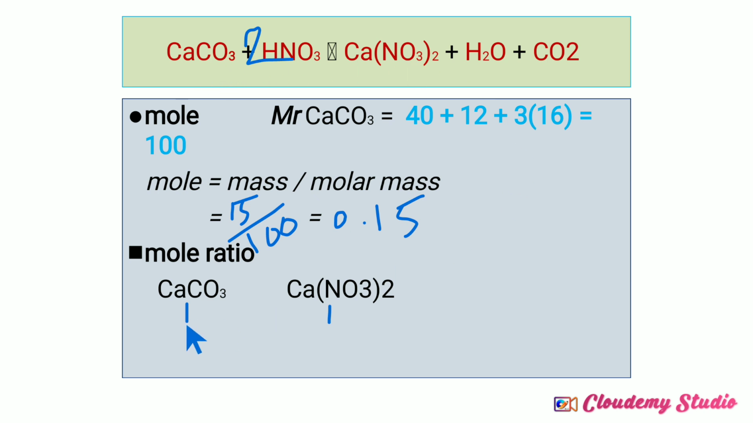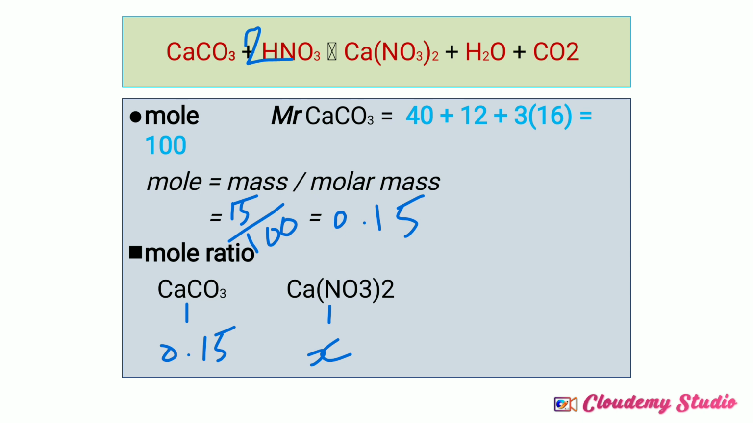Now we need to substitute the number of moles we got in the previous step here. 0.15 mole we have got for calcium carbonate, that we need to substitute. 0.15 mole calcium carbonate. What will be the mole of calcium nitrate?